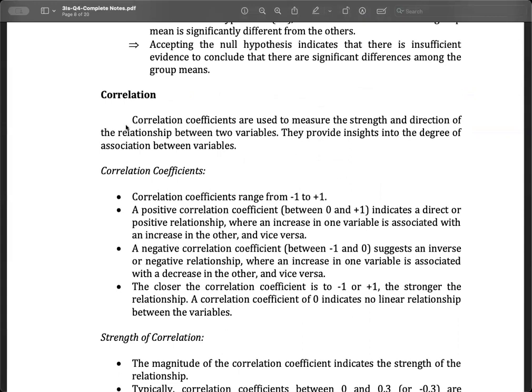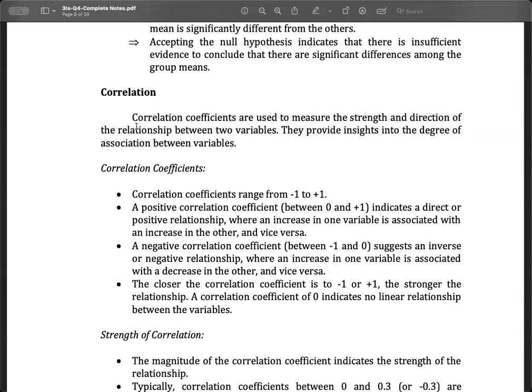So correlation coefficients are used to measure the strength and the direction of the relationship between two variables. This is interesting. As a researcher, an advisor, and a mentor, I am really fascinated with correlation analysis because it's very interesting to note where the relationship is heading, the direction of the relationship, and also how strong the relationship is. All right. So here, in correlation, just like with your ANOVA and your t-test, there is also a p-value.